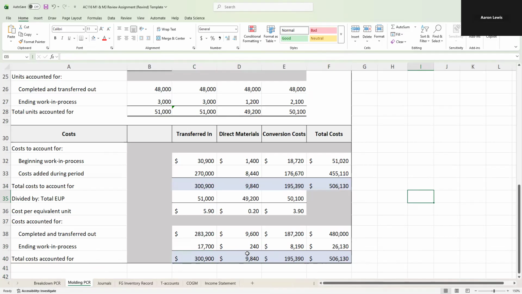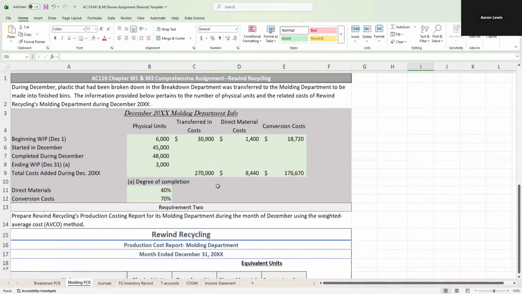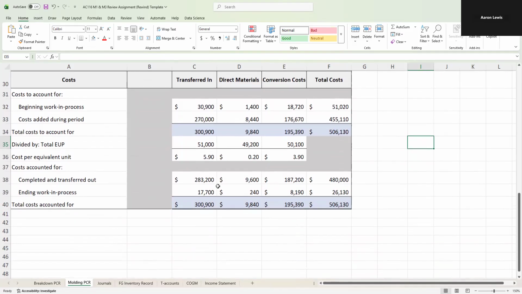Molding department adds costs. When they finish molding stuff, they transfer it off to finished goods, except for the portion that's tied up in units that they're still working on at the end of the period. But between these two PCRs, we have the flow of our inventory costs as they made their way through Rewind Recycling's production process during the period.